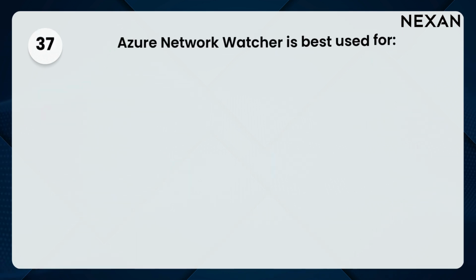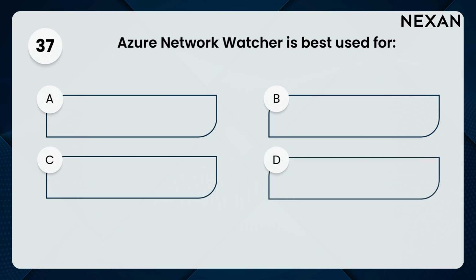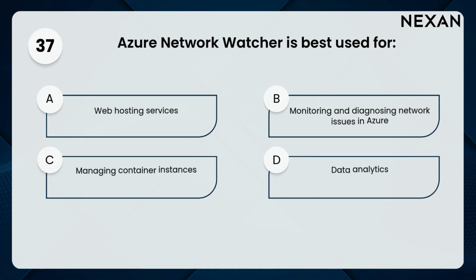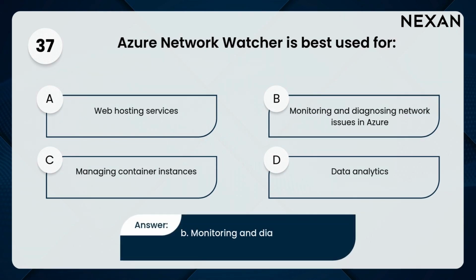37. Azure Network Watcher is best used for A. Web hosting services. B. Monitoring and diagnosing network issues in Azure. C. Managing container instances. D. Data analytics. Answer. B. Monitoring and diagnosing network issues in Azure.